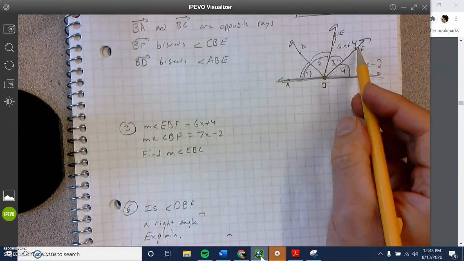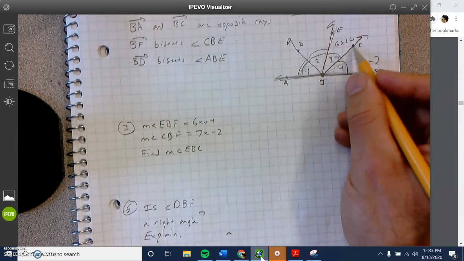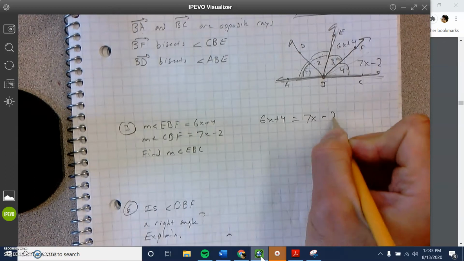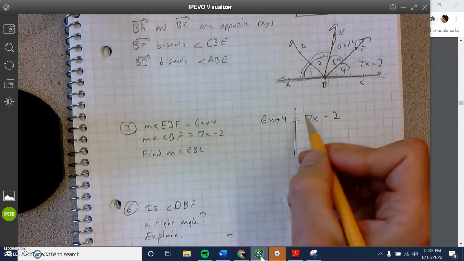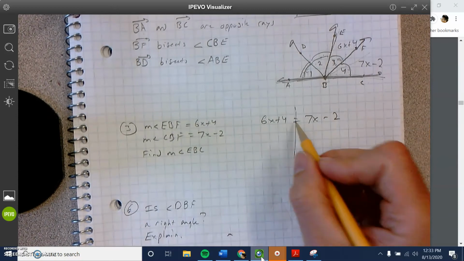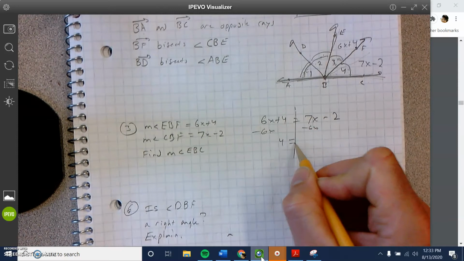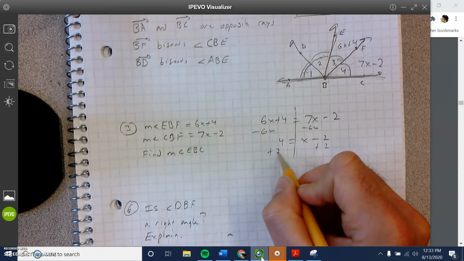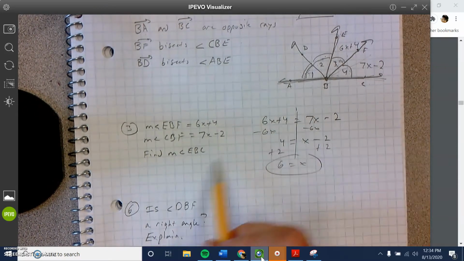Okay. So that would mean that since I have these markings, which means that they're congruent, this is the angle bisector. So 6x plus 4 equals 7x minus 2. Why did I put this line? So I don't combine like terms over the equal sign and remind myself. Minus 6x on both sides. 4 equals x minus 2. Add 2. 6 equals x. Is that the answer?